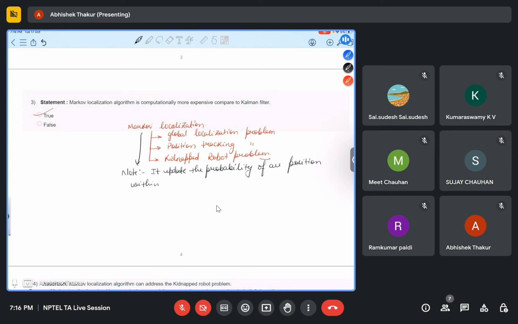And the position where the chance of finding the robot is higher is estimated as the current position of the robot in this algorithm. So it updates the probability of all positions within the whole state space at any given time.